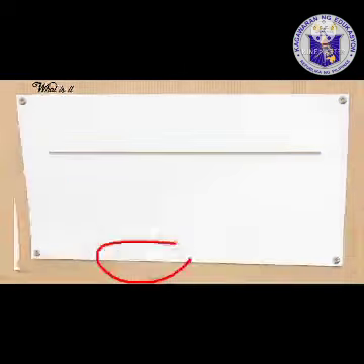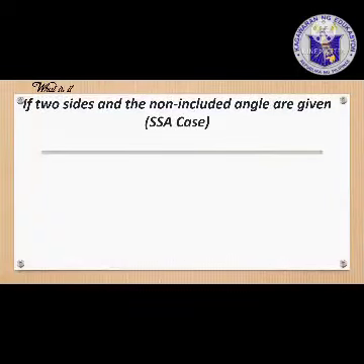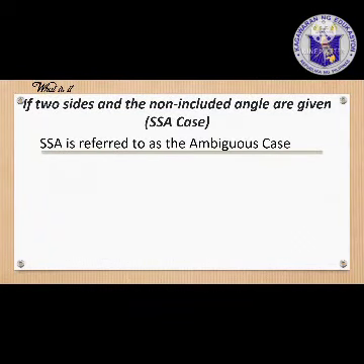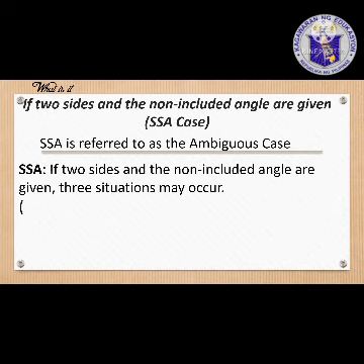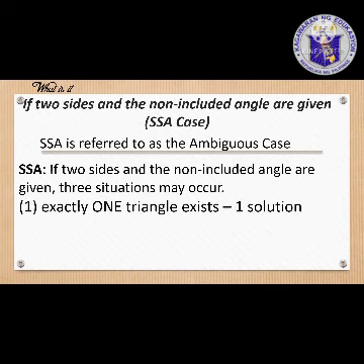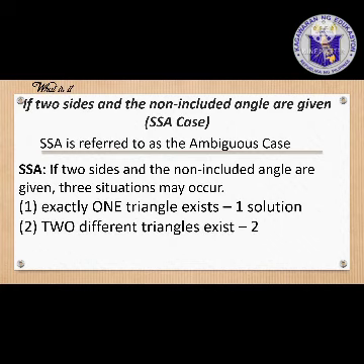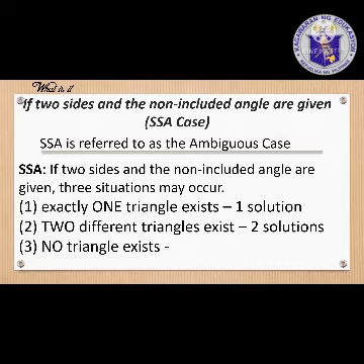Now, let us proceed to the second condition. If two sides and a non-included angle are given, it is known as the SSA case. SSA is referred to as the ambiguous case. So here, there are three conditions that exist. First, exactly one triangle exists with one solution only. Number 2, two different triangles exist. There are two solutions. And for number 3, no triangle exists. There is no solution for this.